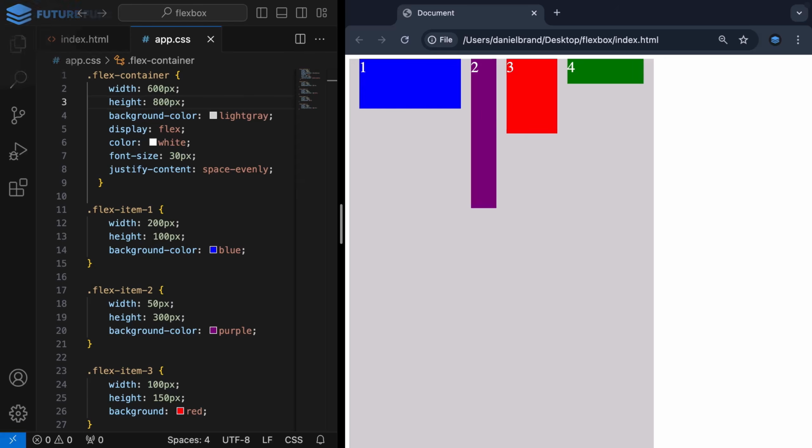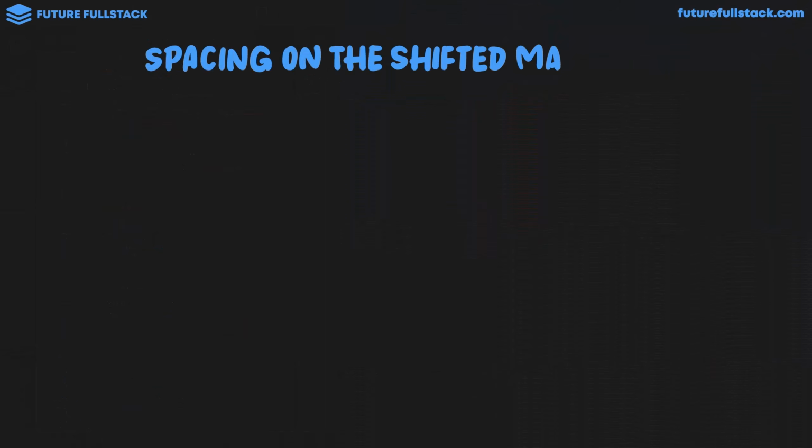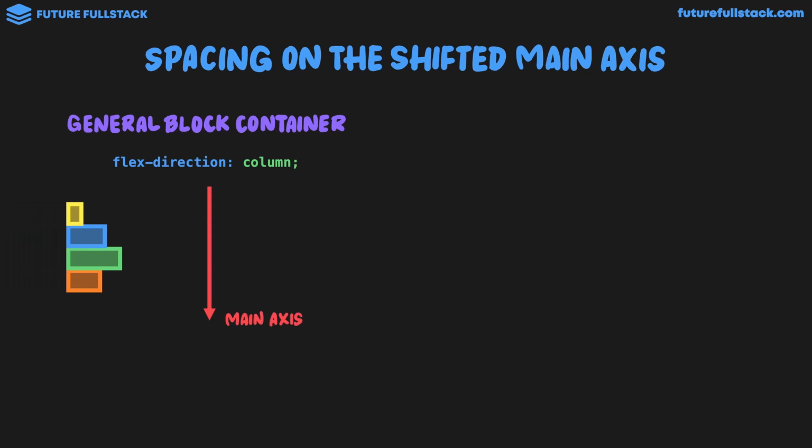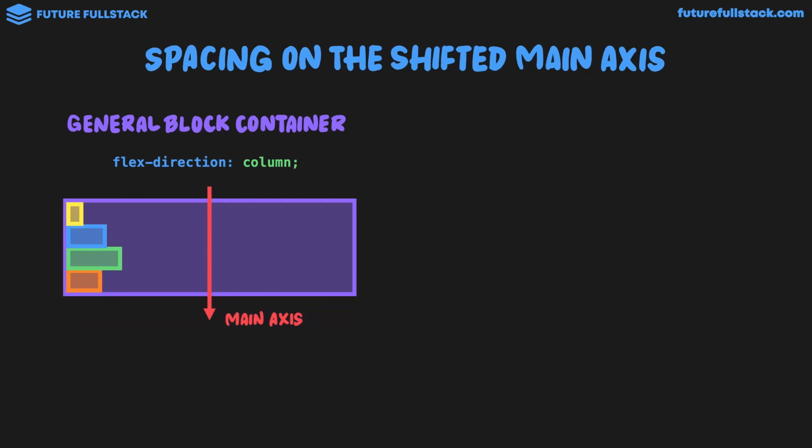I now want to spend some time discussing spacing on the shifted main axis when we move it from row to column. That is, our main axis is now going vertically instead of horizontally. Let's again look at our 2 different cases. The general block container will set a flex direction of column. This now results in our main axis going from top to bottom with our flex items, and the flex items is what's actually setting the height of the flex container now. That is, the height of each flex item adds up to give the height of the flex container. And this results in no space between the flex items and the container.